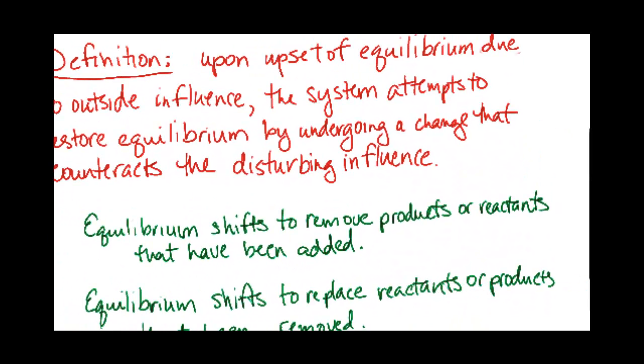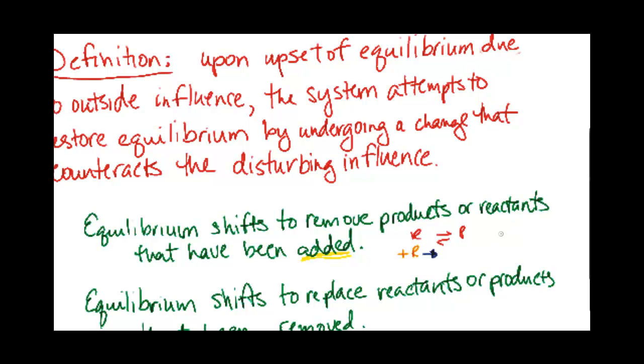Well, we could add some products or reactants, and if we do add some products or reactants, the equilibrium shifts to remove it. What does that mean? Well, let's see, if I have reactant and product, if I add reactant, for instance, let me do that in a different color. If I add reactant, what's going to happen is the reaction is going to shift to the right to compensate for this extra reactant that you've put into the scale.